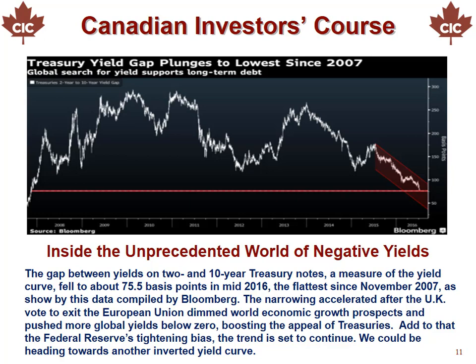So, what about today, where we've got these very low interest rates, essentially negative yields? Well, the gap between the 2 and 10-year treasuries, as a measure of yield curve, fell about 75.5 basis points in 2016, flattest since November 2007. So in other words, we're living in a very flat yield curve environment.